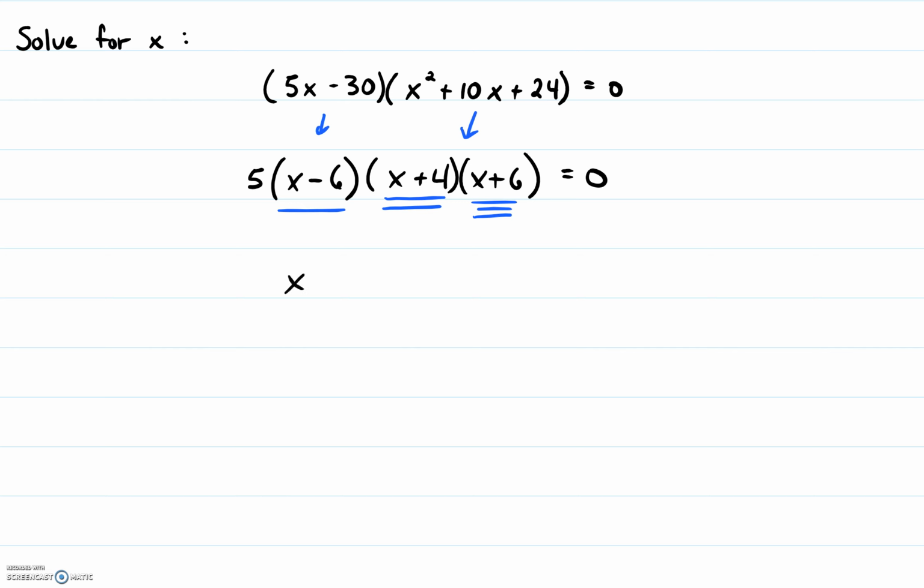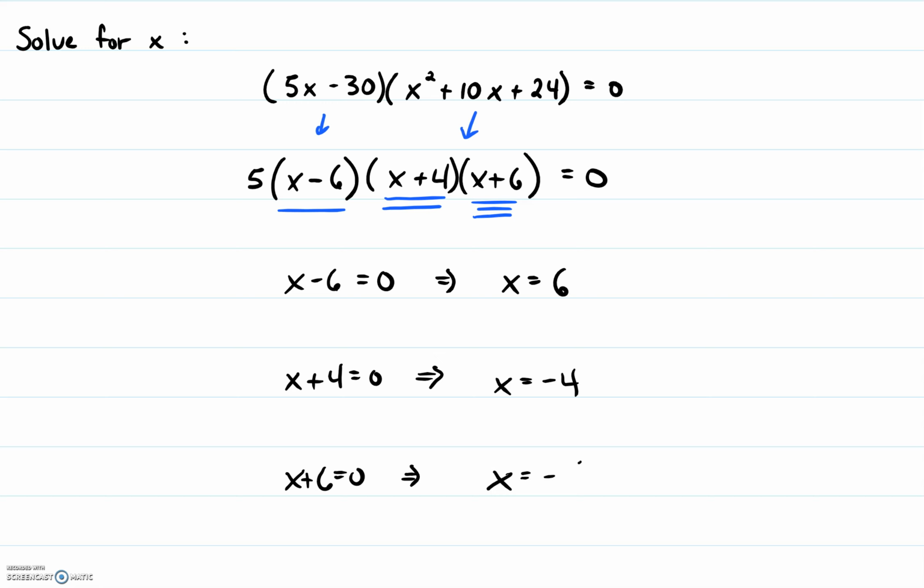We'll do the x minus 6 equals 0, and solving for x, we get x is equal to 6. So that's our first solution. x plus 4 equals 0, our second factor, underlined with 2 blue lines. Subtract the 4 across, we get x equals negative 4. That's our second solution. And then finally, the factor that's underlined with 3 blue lines, x plus 6 equals 0. And subtract 6 from both sides, x equals negative 6.